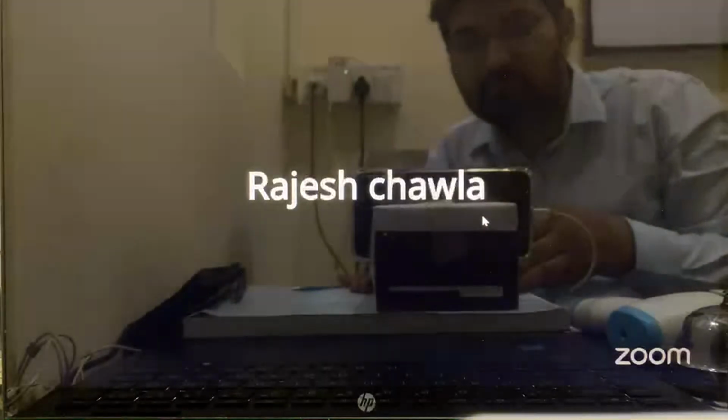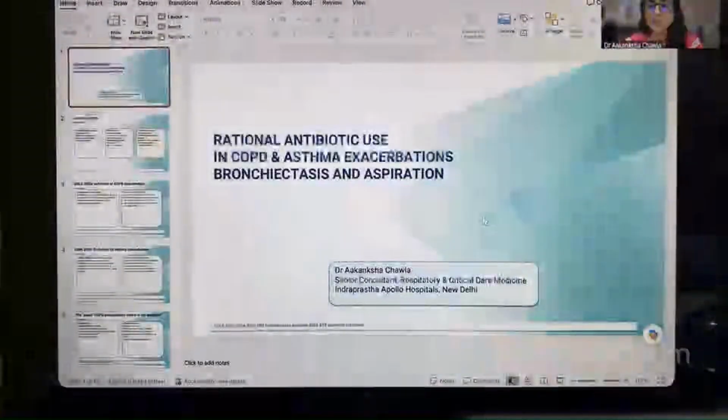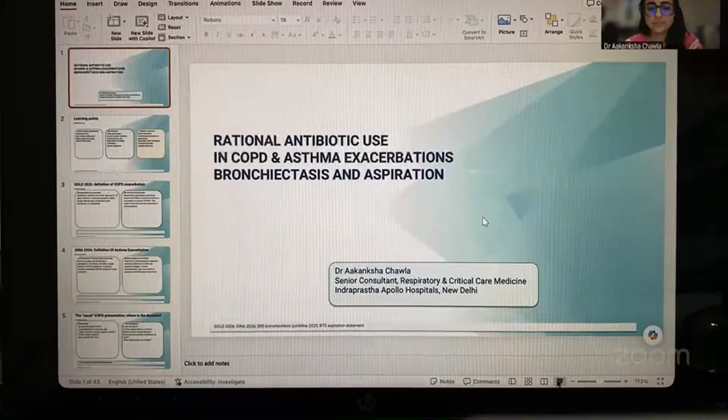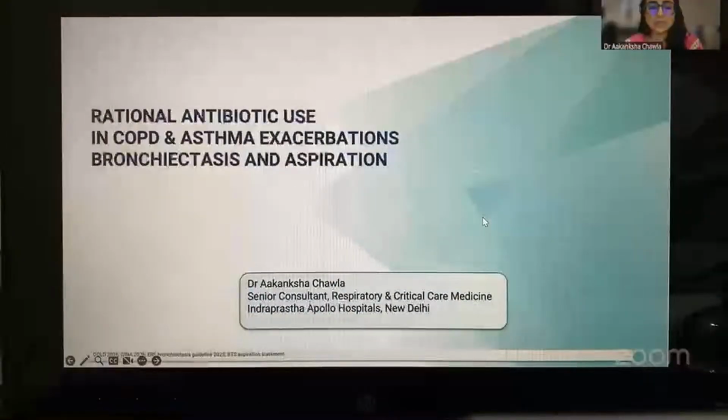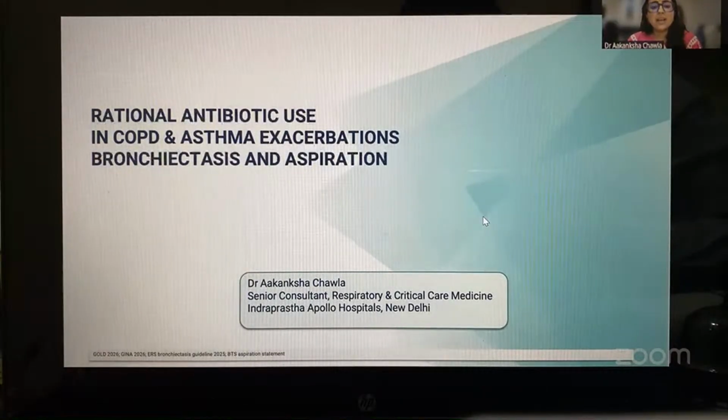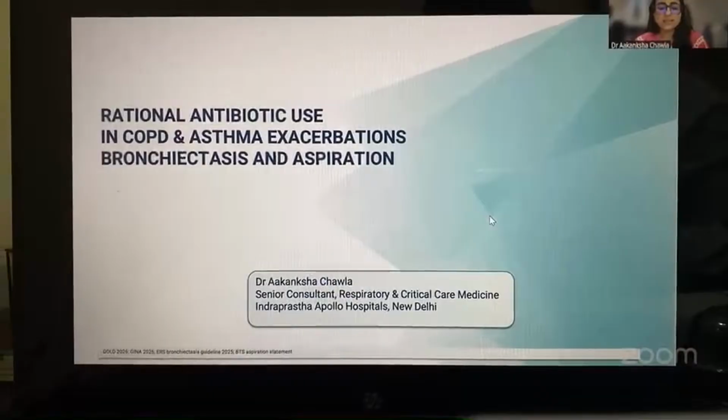So we'll look at the recap of module 18, which was on the rational antibiotic use in COPD and asthma exacerbations, as well as bronchiectasis and aspiration.